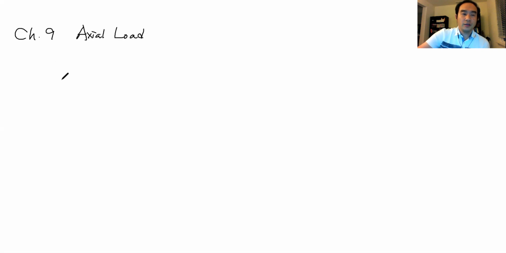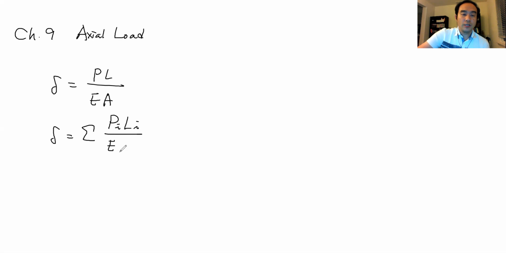So the main equation that we use was delta equals PL over EA. When we have different loadings or multiple loadings, or different lengths for each segment having different cross-sectional areas or material properties, then we used the same equation, but using this sigma sign so that we can add up these PL over EA terms for each segment.